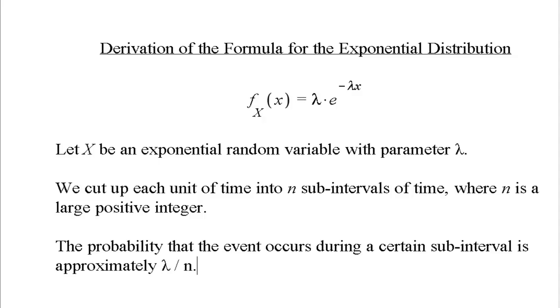Now it's not quite equal to lambda divided by n, and that's because, in order to be exactly correct, I should consider the case where the event occurs twice during the subinterval. But so long as n is large, that probability that the event occurs 2 or more times during this small subinterval is extremely small, and it's negligible, so we're just going to ignore it.